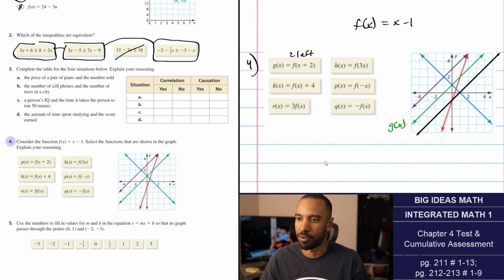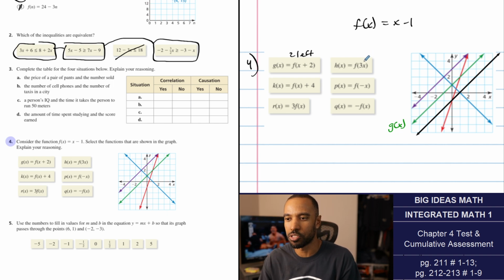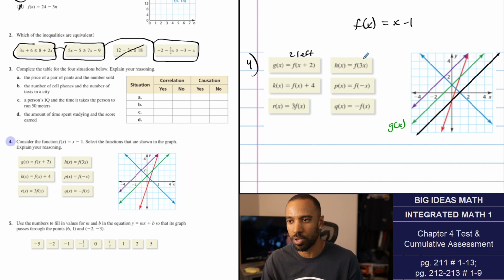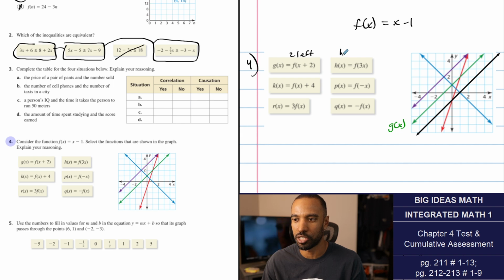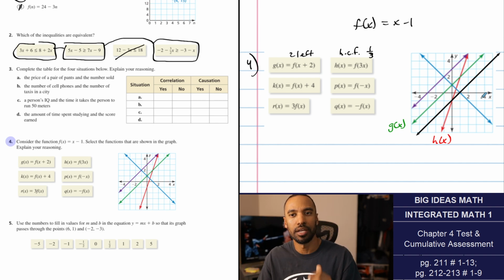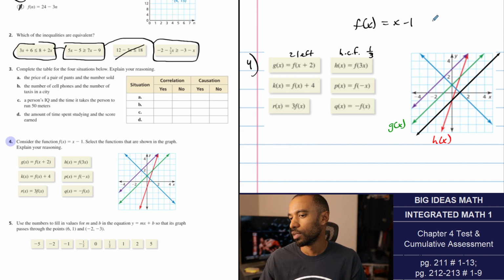I'll write this in black for now until we get there. H of x equals f of 3x. If you recall, something on the inside here is also inverted. This is a horizontal compression by a factor of 1/3. Everything is 1/3 skinnier than it was before, although the y-intercept will stay the same. So that looks like the red one. So this is h of x. Yeah, horizontal compression, so it's 1/3 skinnier in that way.